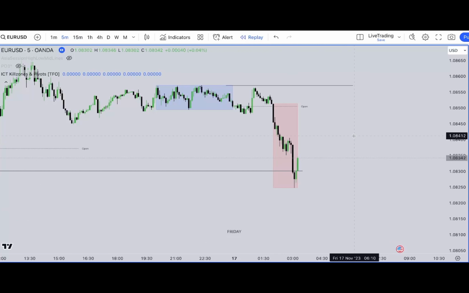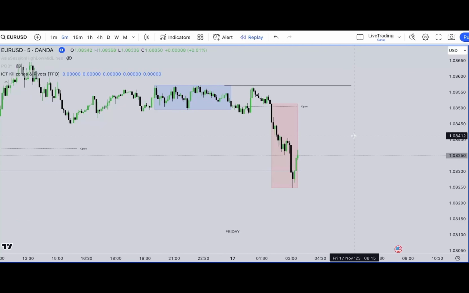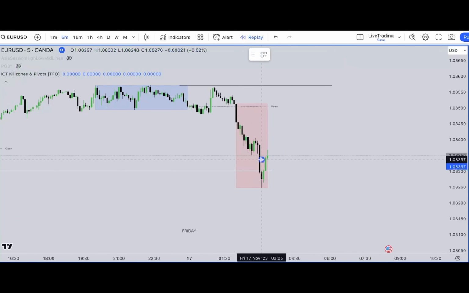And how can you see confirmation? With displacement, a market structure shift. See how the candles react from here. You already see a fair value gap forming right here, but it's not the confirmation yet. You want preferably a second one.